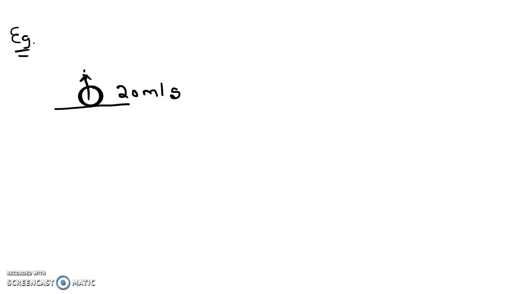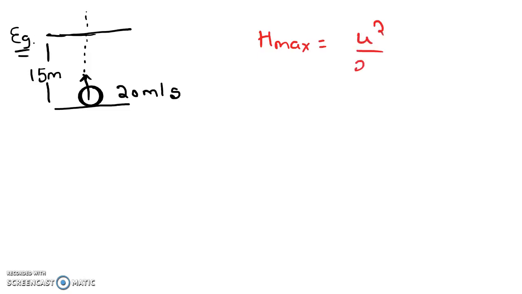And I ask you, what is the time by which it would reach 15 meters? Now the 15 meters is not its maximum height. How can you know that? Because I know the formula for the maximum height: h max is equal to u square by 2g. So maximum height would be 20 meters.